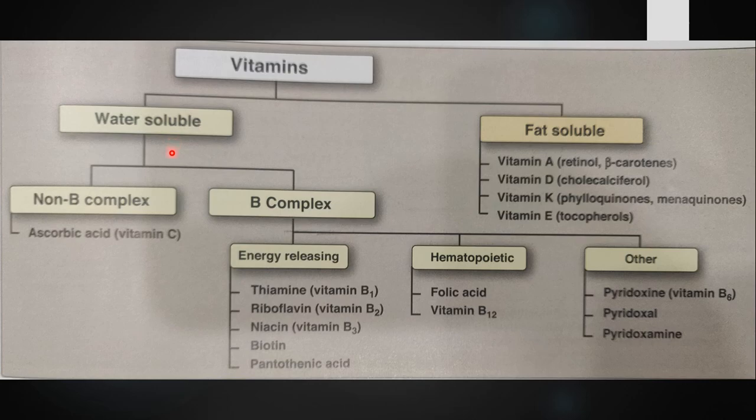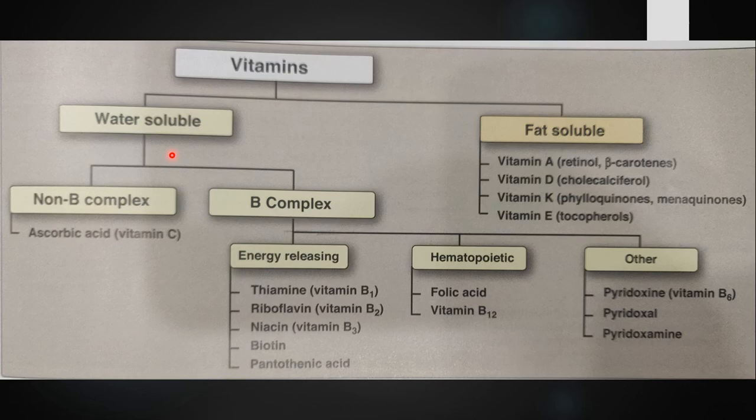They are not stored in the body as in the case of fat soluble vitamins. They are very easily excreted out in the urine. Very interesting. The water soluble vitamins are excreted from the body in the urine, different from the fat soluble ones, because fat soluble vitamins are not excreted.